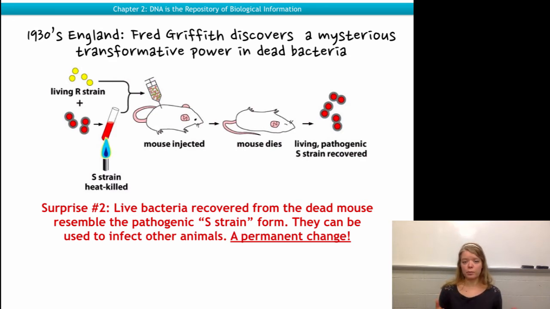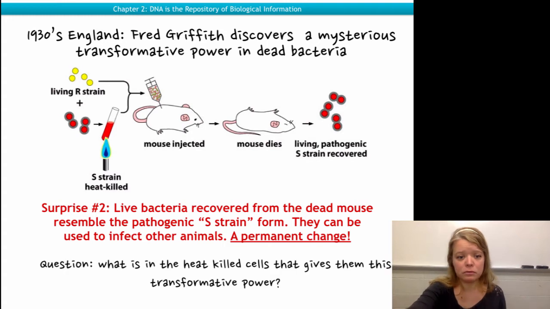And it was a permanent change, because when these now pathogenic S strain bacteria, former R's, were used to infect other mice, the mice were dead. So the question became, well, what was it inside the cellular husks of the red strain that was heat killed before it was injected into the mouse? What molecules, what factors inside this mixture were able to transform the non-virulent R strain into a virulent one?